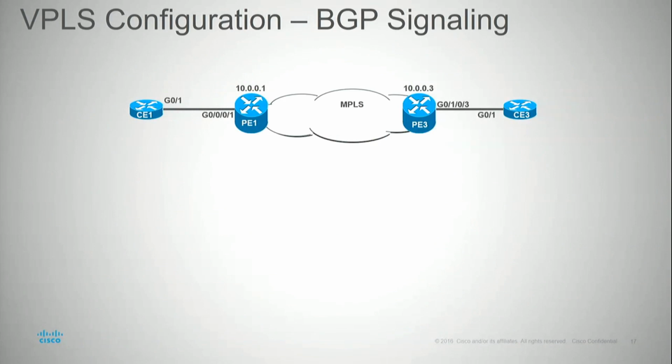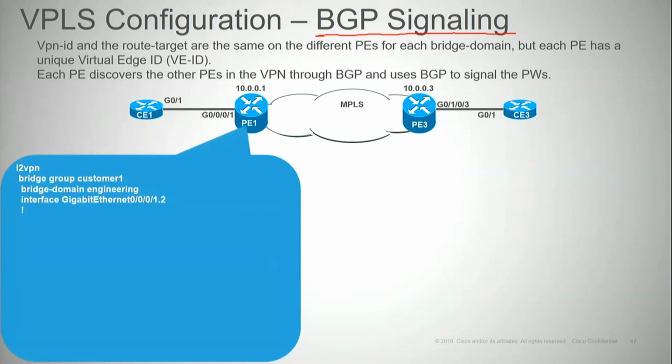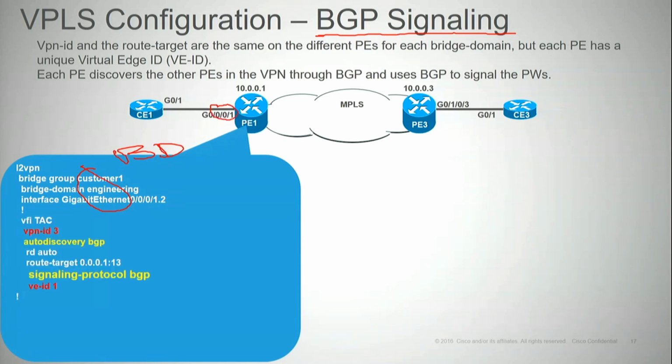Here we can see the sample configuration for BGP signaling. This is the bridge domain configuration for this particular attachment circuit, and this is the VPLS part. Under VPLS we have defined the VFI. This is the VPN ID, auto discovery is BGP, RD is auto, and the route target we have defined. The signaling protocol is BGP; we can use either BGP or LDP. And this is the VE ID.